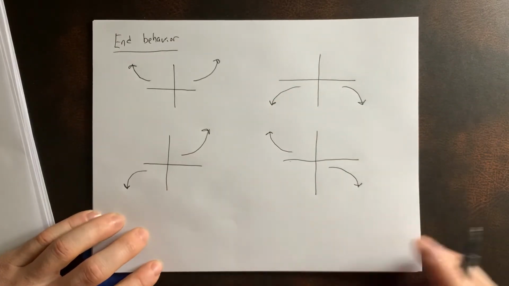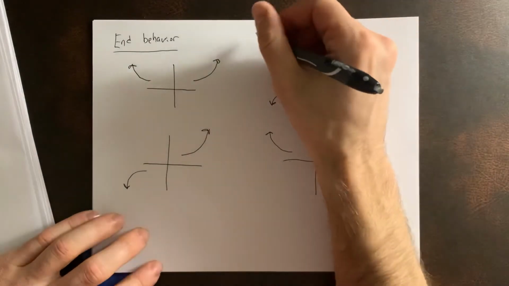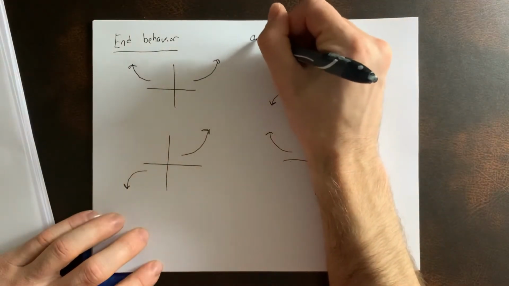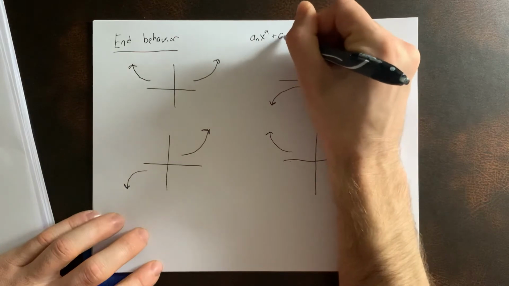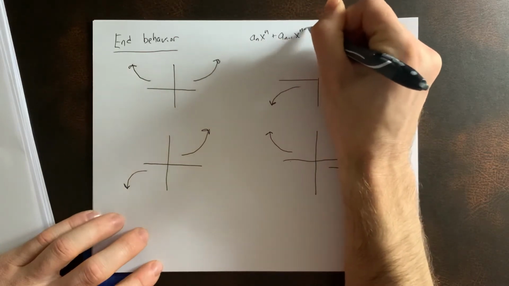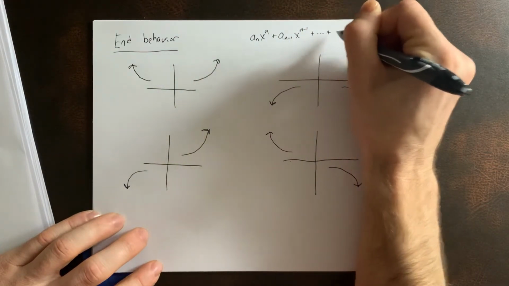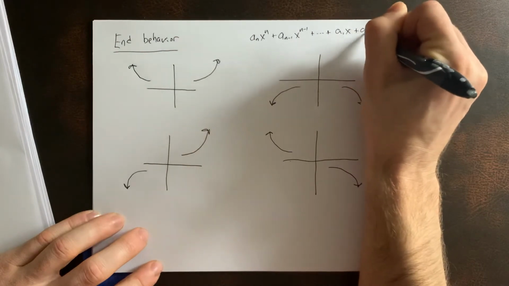These graphs are all going to be for functions like this: a_n x to the n, plus a_(n-1) x to the n minus 1, and so on, plus a_1 x plus a_0.